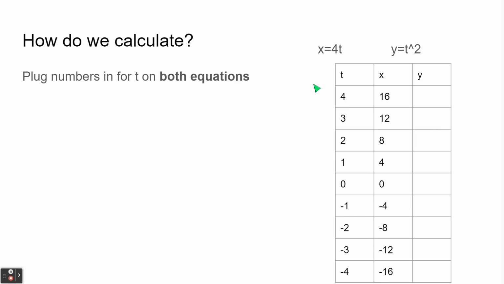Now, using the values that we picked out for t, plug those values into the equations. Here are the values put into x and y.